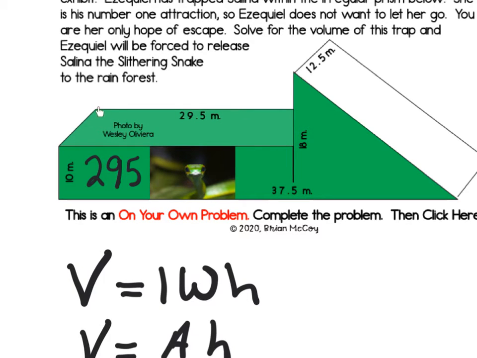Okay, from here to here is 29.5. That means this is also 29.5. And that means from here to this point is 29.5. So we can take the 37.5 and subtract 29.5, and we'll get this area here. Let's do that right now.